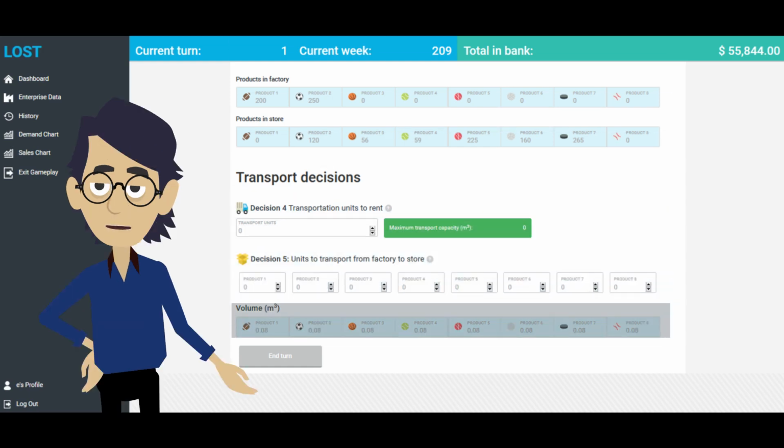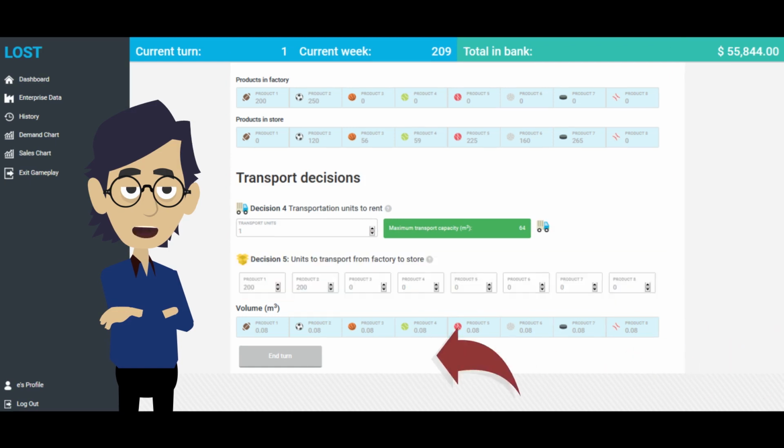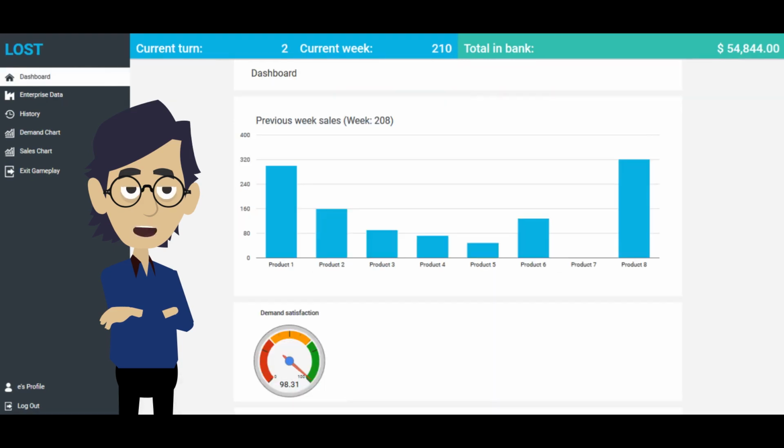In the last line appears the volume that occupies each unit of each product. In the first scenario, all products occupy 0.08 cubic meters. That is, in the first scenario, for each truck that you rent, you can move 800 units from the factory to the store. In the last decision, you must specify how many units of each product you want to transport from the factory to the store. When you have taken the fifth decision, click on the End Turn button. And again we will start with this process.